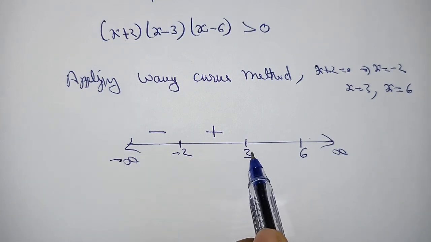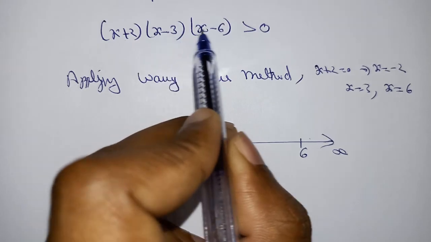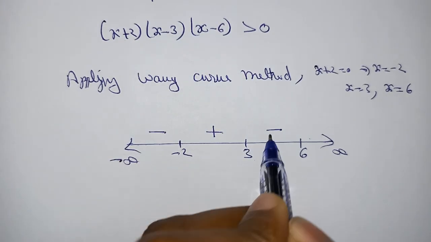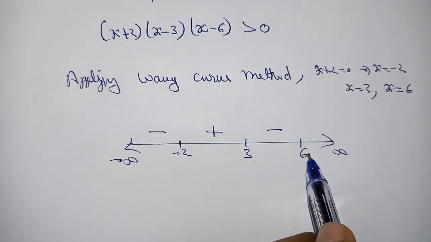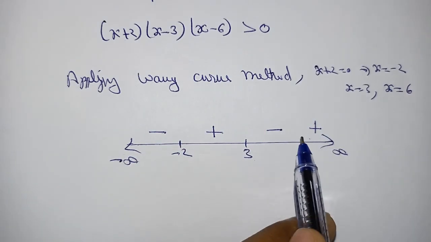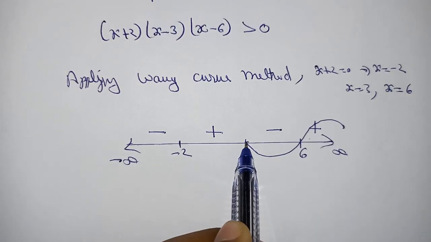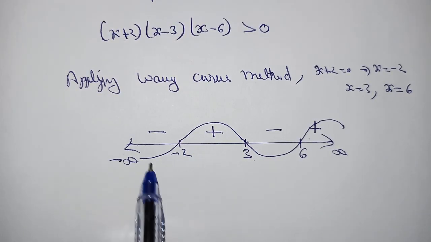And for any value between 3 and 6, this portion is positive, this is positive, and this is negative, so this is negative. And for all values greater than 6, this is positive, positive, positive, that means this is positive. So the curve will be like this, correct?